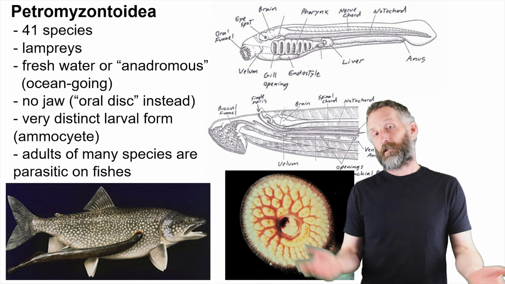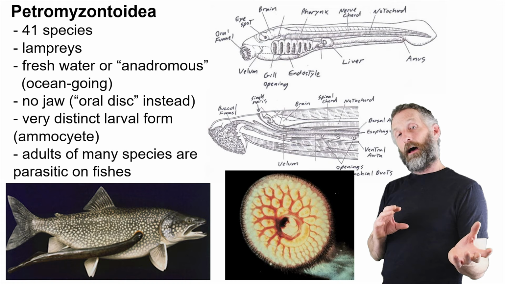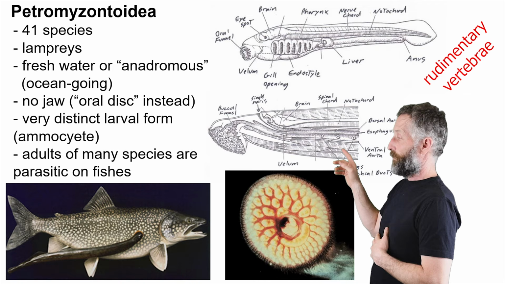Lots of cool stuff about hagfish, but we're going to have to call it there because we've got to move on to the lampreys, Petromyzontoidea. Roughly the same number of species as hagfish, 41, and now they have vertebrae. They have beginnings of vertebrae in adult form, as well as, of course, the cranium.